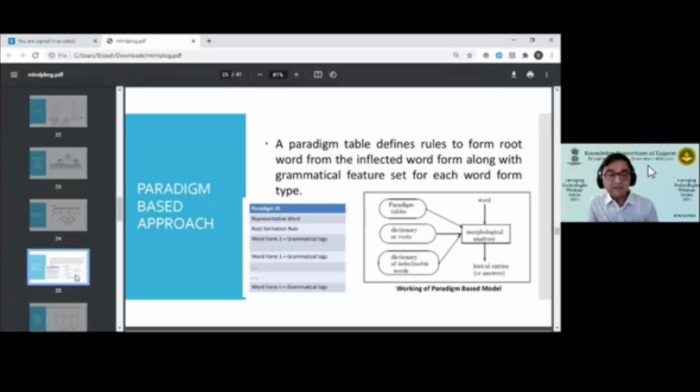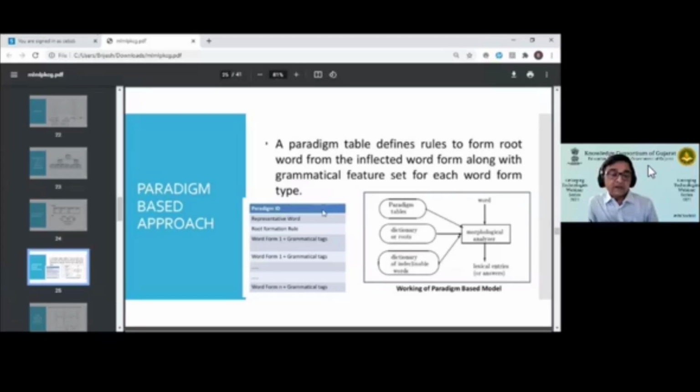Another is a paradigm-based approach, where you group the words which take similar inflection into a paradigm, and you identify that whenever you see this kind of word, it falls in this paradigm, and these are the usual morphological tags for the word. So for a paradigm, you need to construct a paradigm table which defines rules to form root words from the inflected word form, along with the grammatical feature set for each word form type.